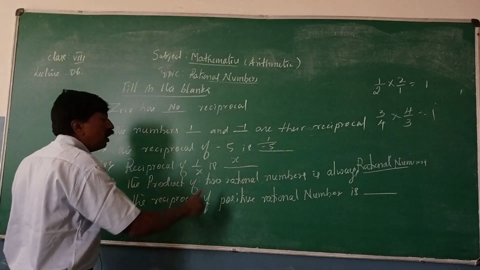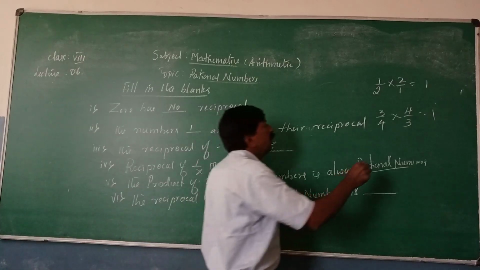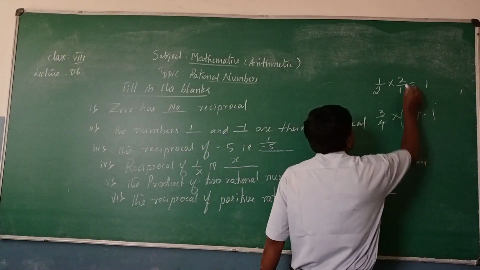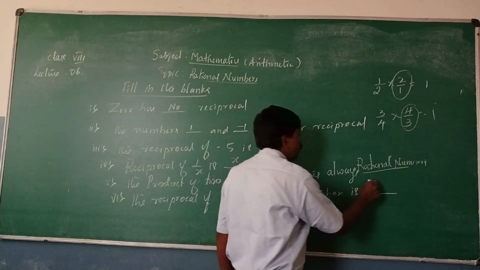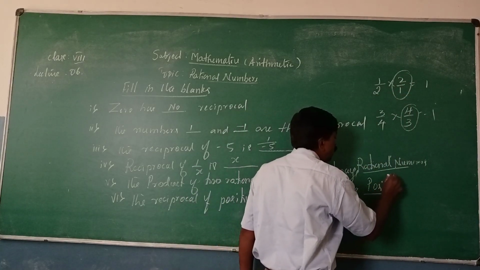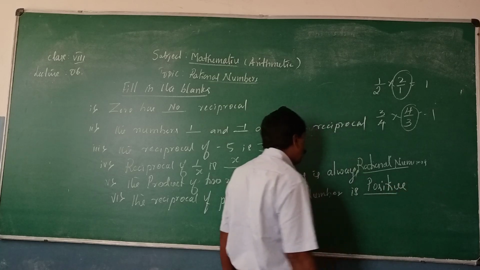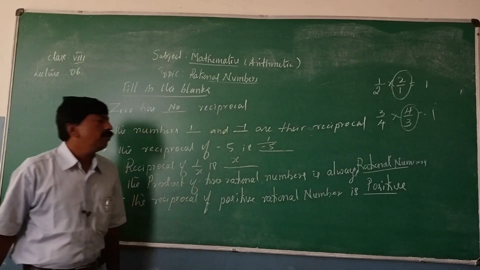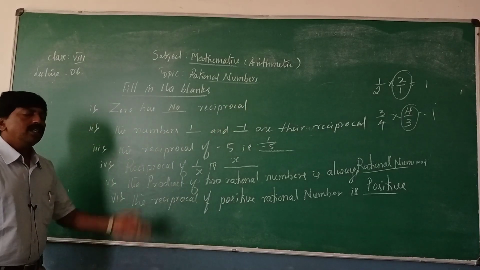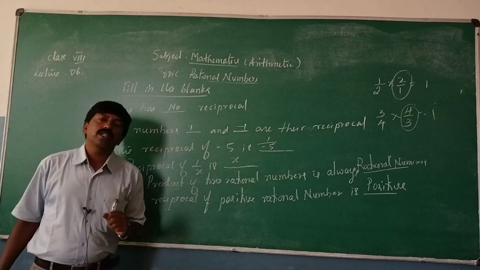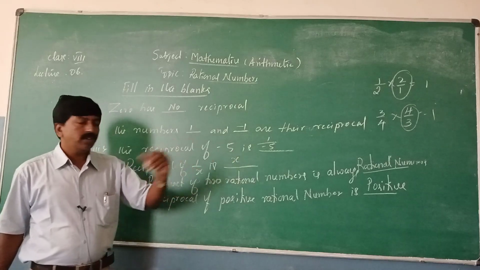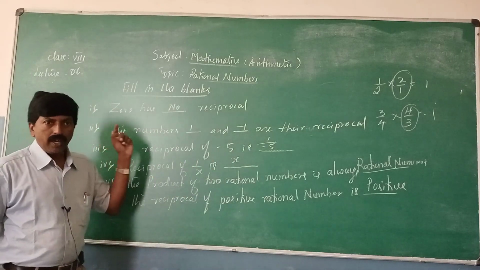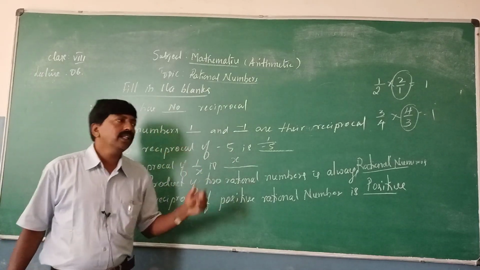The reciprocal of a positive rational number. Here we get the reciprocal also positive. Therefore it is positive. The reciprocal of a positive rational number is positive. The reciprocal of a negative rational number is what? It is negative, because we want to get the multiplicative identity element like this.